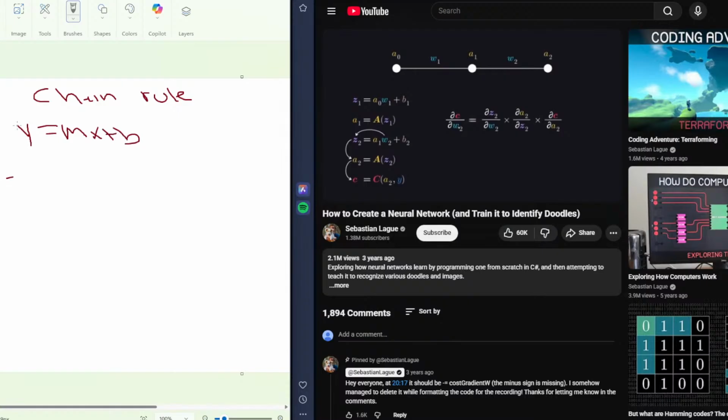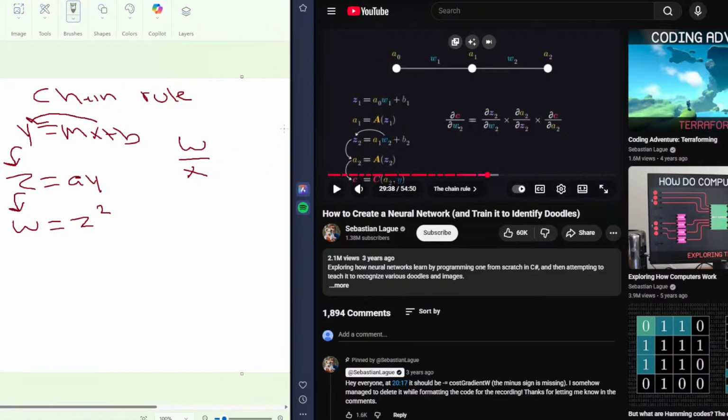So, in my opinion, I have y equals mx plus b, and then I have z equals a y, and then we can say w equals z squared. If this makes sense, I don't know. What I'm looking at here is the same pattern: I want to figure out how x affects y, which affects z, which affects w, so that I can find the derivative of w over x. Because we're saying c over w, c over w, have w over x.